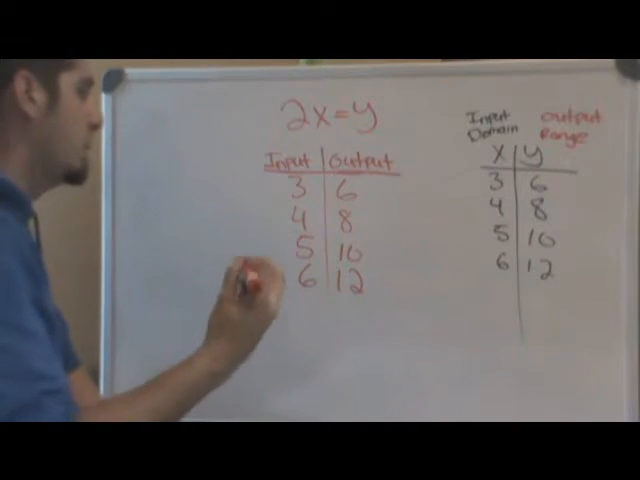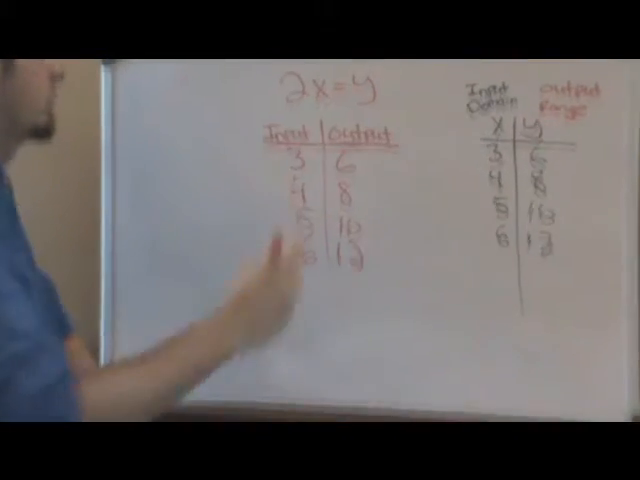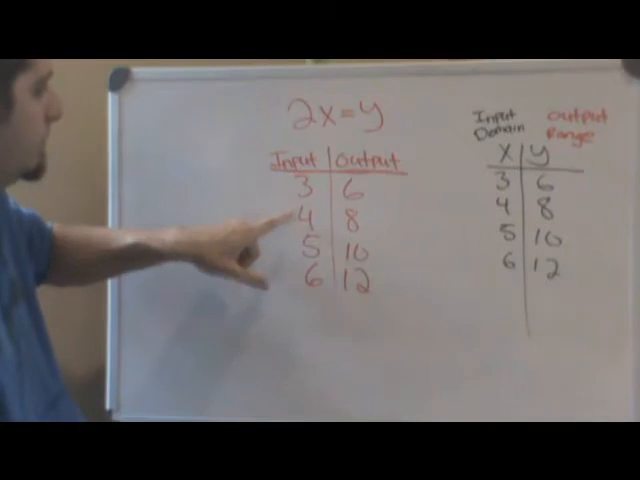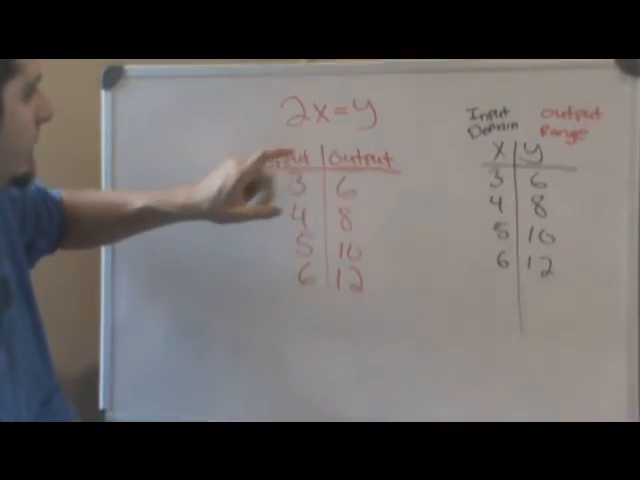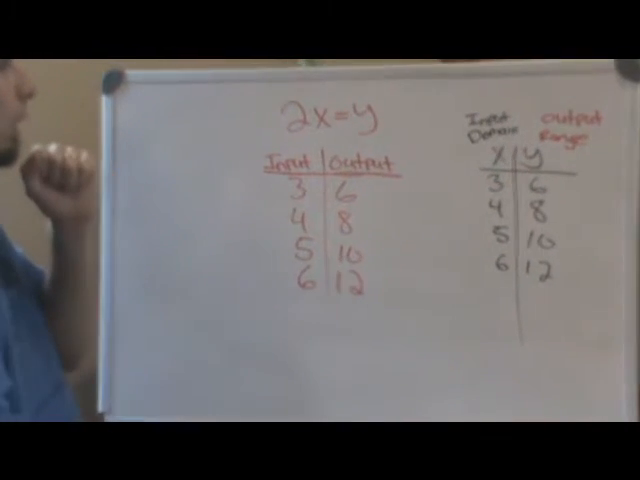So I'm going to input 3, I'm going to output 6. When I input 4, I should output 8. When I input 5, I should output 10.